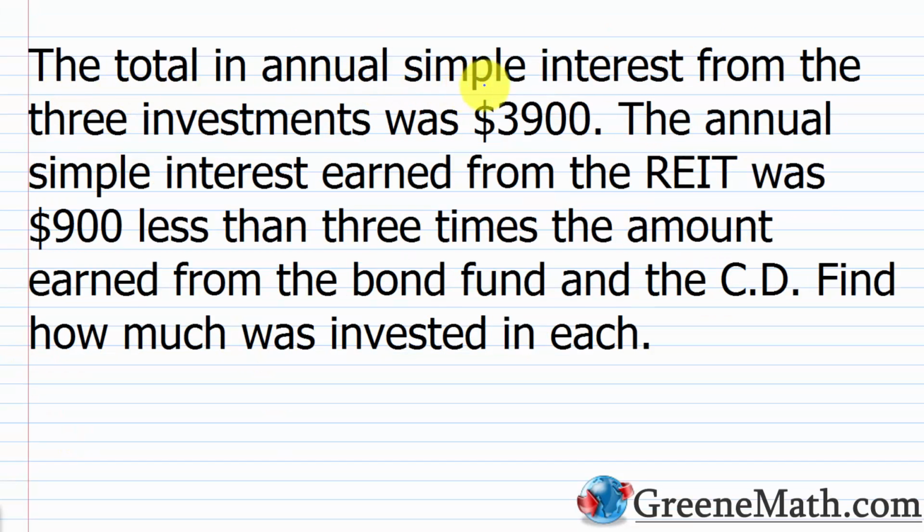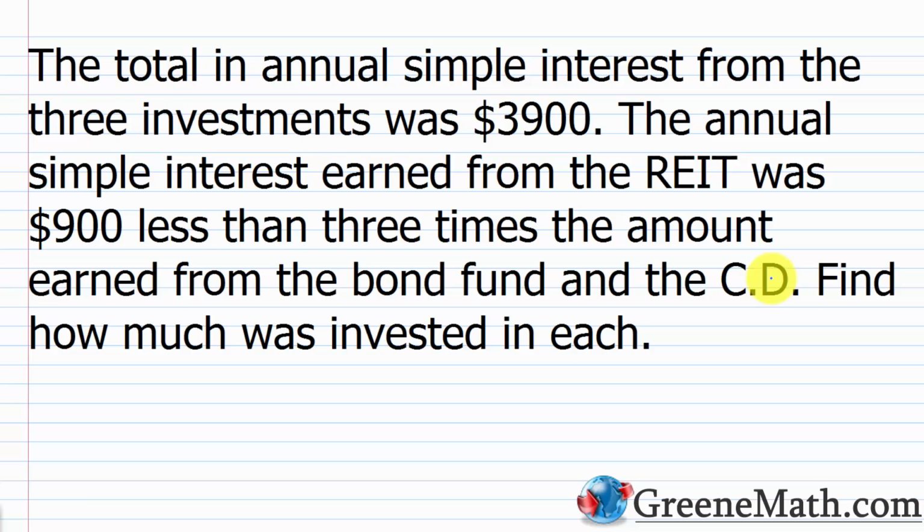The total in annual simple interest from the 3 investments was $3,900. The annual simple interest earned from the REIT was $900 less than 3 times the amount earned from the bond fund and the CD. Find how much was invested in each.